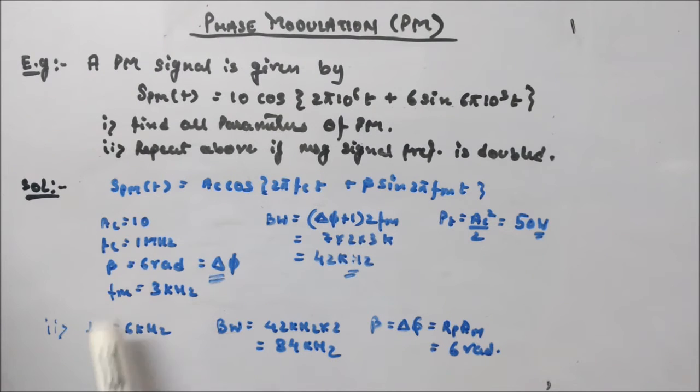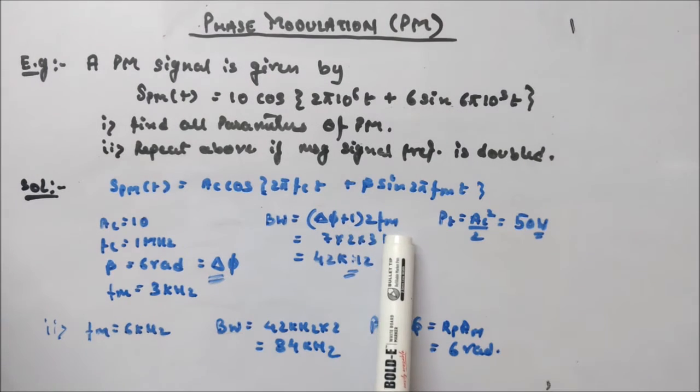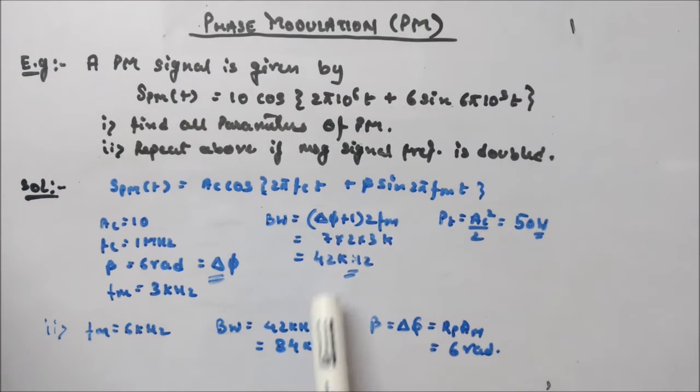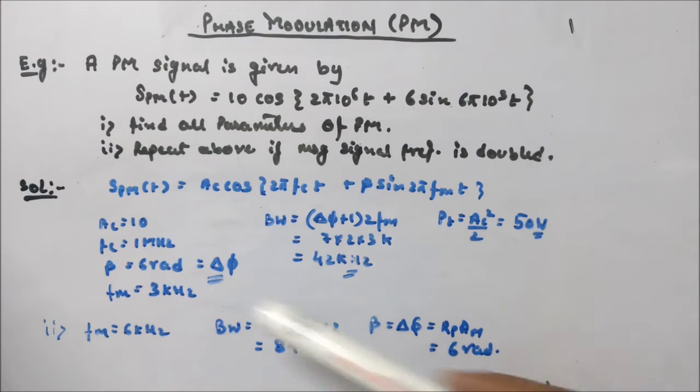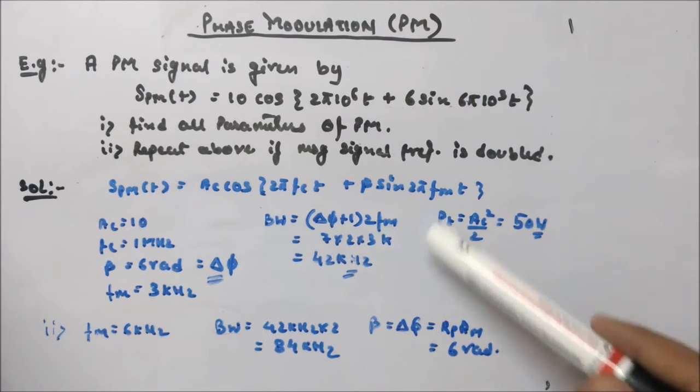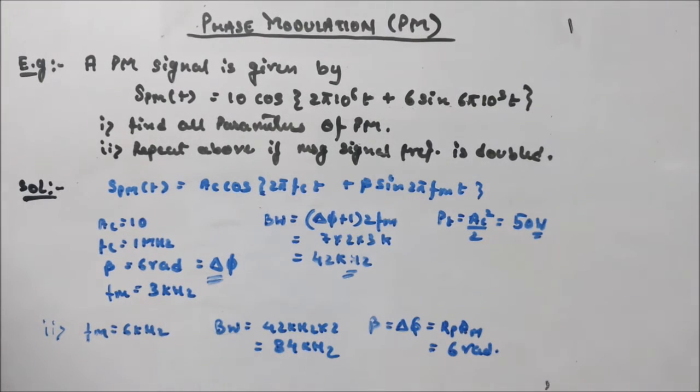Now if the message frequency becomes double, which means 3 into 2, that is 6 kilohertz, then the bandwidth will become, here f_m you put 6 kilohertz, so that is 42 into 2 is 84 kilohertz. And beta is equal to del phi is equal to K_p into A_m, and since it does not depend upon f_m, this is the same as what we had before, 6 radians. Carrier power will be again the same because A_c is not changing. So you can say doubling the message frequency almost doubles the bandwidth of the PM signal.